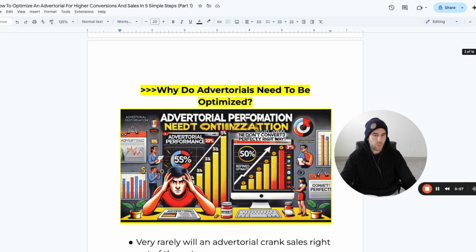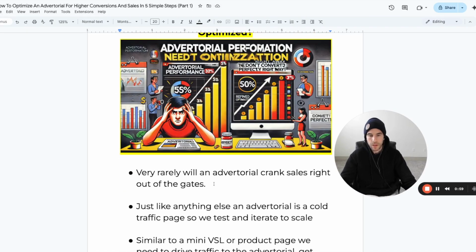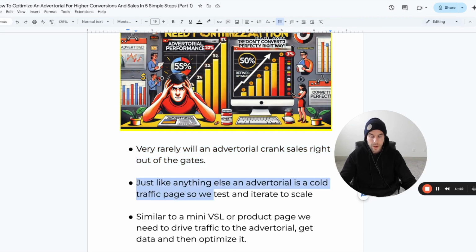And the very first point is, well, why does an advertorial need to be optimized? Well, very rarely are you going to get one that cranks sales right out of the gates. Now, 1 out of 100 times, this might happen. But for the other 99% of the time, just like anything else that runs on cold traffic, we need to test and iterate because we're taking people from not knowing about a specific product all the way to getting them to pull out their credit card on the next page, not on the advertorial itself.